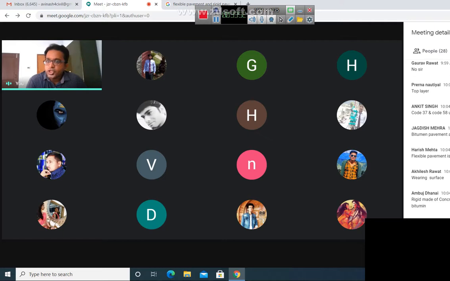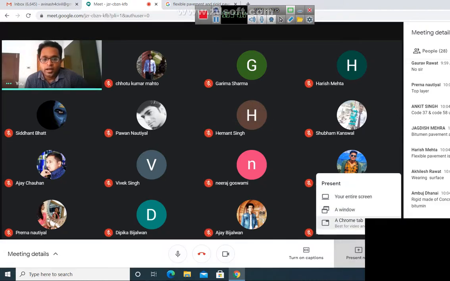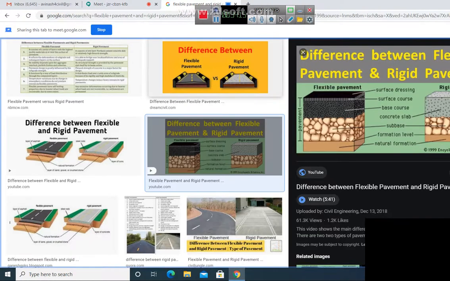Whereas in the case of rigid pavement, it is made up of a concrete layer. Okay, so this is the basic difference: the material used for construction. Now let us see the diagrams showing both flexible and rigid pavements. Here you can see this diagram. The first one is showing a flexible pavement, and the second one is showing a rigid pavement.